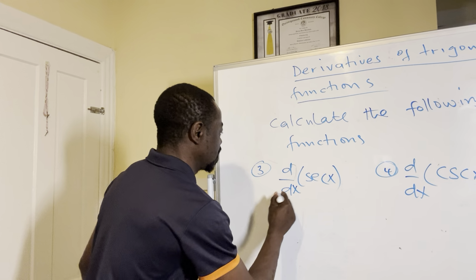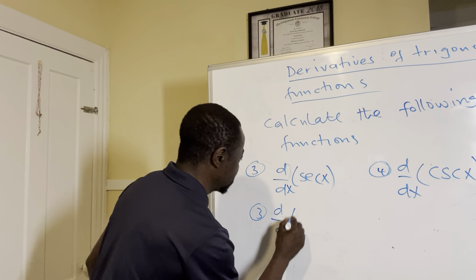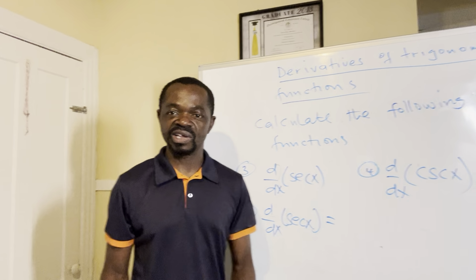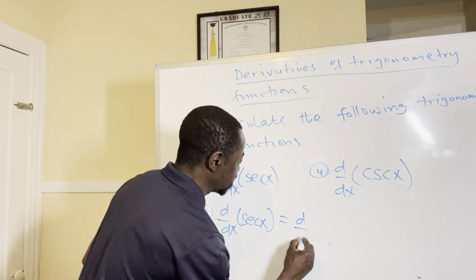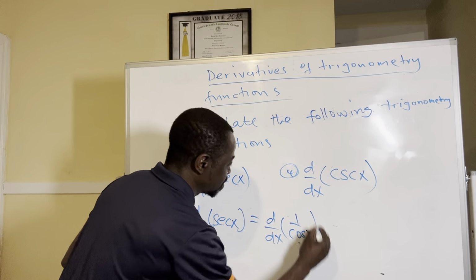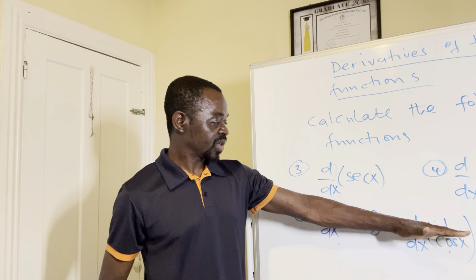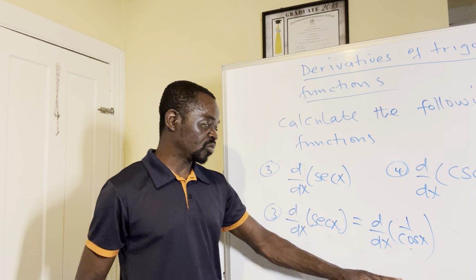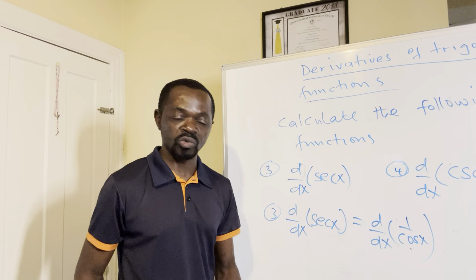So example 3, d dx of sec of x. Here you can express sec x as 1 over cos of x. So you have d dx into brackets 1 all over cos of x. Right, so we have expressed it in the quotient rule form. This is a division, 1 divided by cos of x. So we can now take the derivative of this by using our quotient rule.